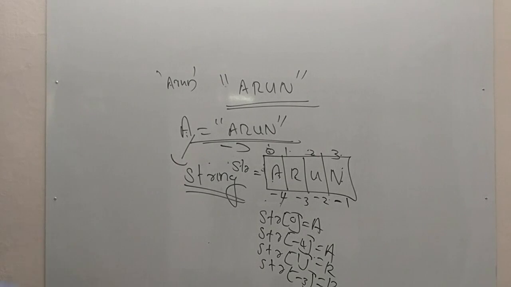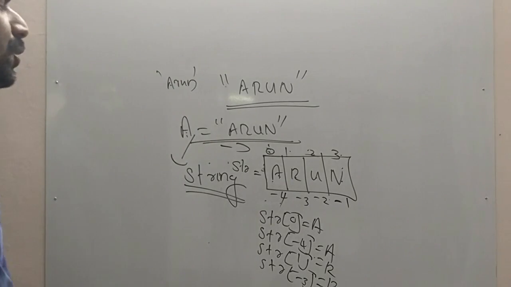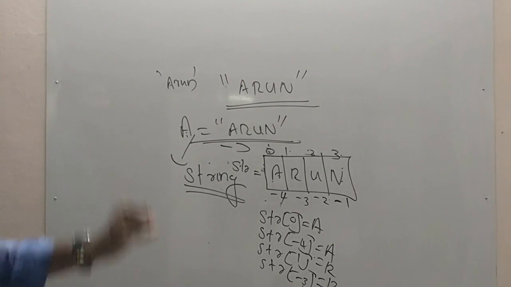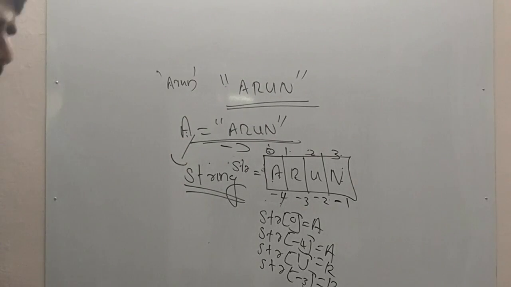What is the definition of a string? A string can hold any type of known characters, that is letters, numbers or special characters, of any script or language. That means simply we can say a string is a group of elements or a group of characters enclosed in single quotes or double quotes. That is called a string. Clear?